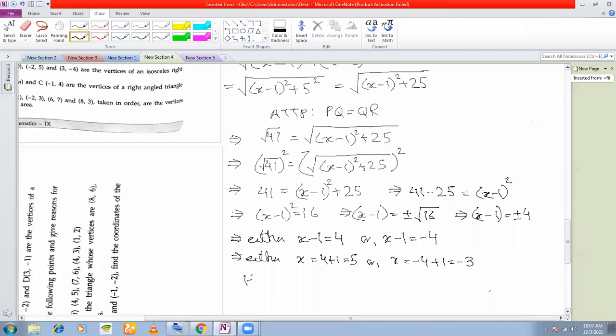Hence, what are the coordinates of R? Hence, the coordinates of R is either, x, 8 was the coordinate of R, right? First value of x, 5. So either it is (5, 8), or it is (minus 3, 8). Clear with this, or any question?